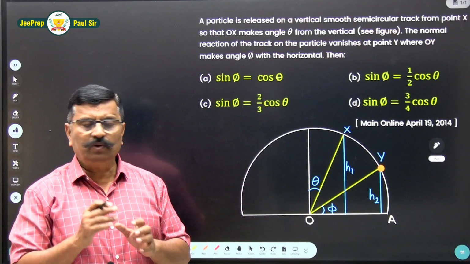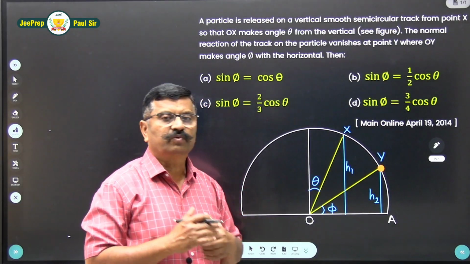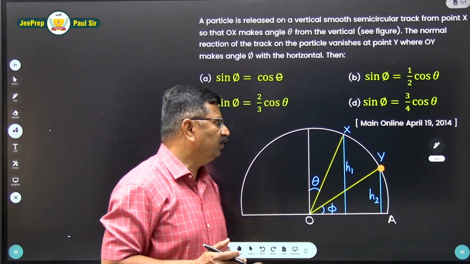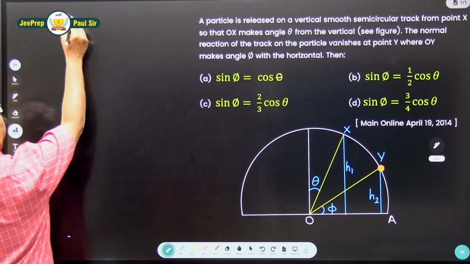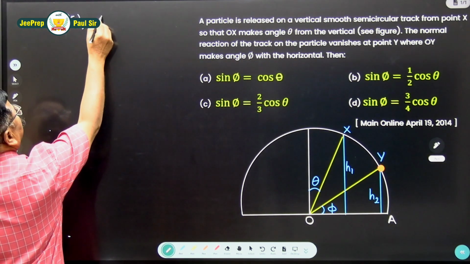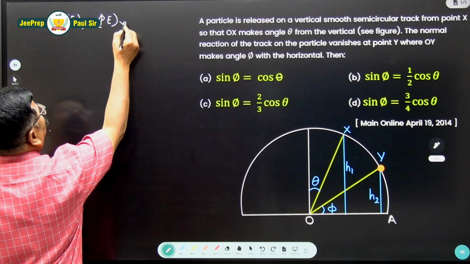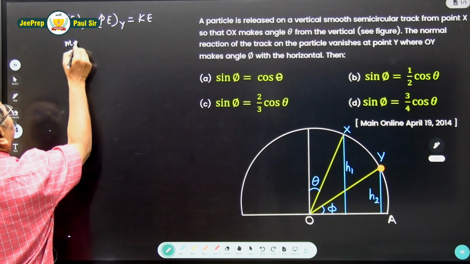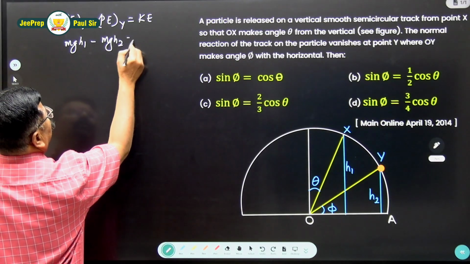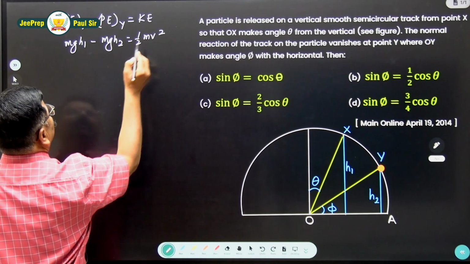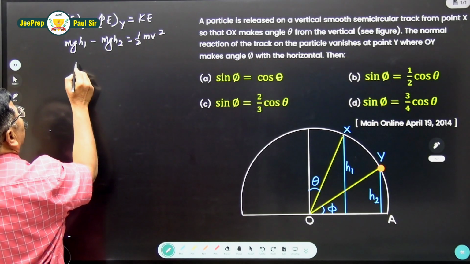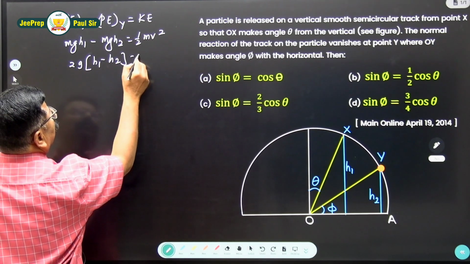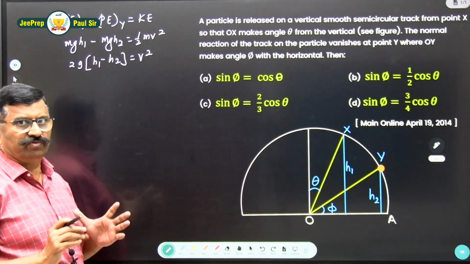As I told you earlier, we consider that the change in potential energy is equal to kinetic energy, because the particle is released from point X and reaches point Y. Therefore, potential energy at point X minus potential energy at point Y is equal to kinetic energy. So this will be mgh1 minus mgh2 is equal to half mv square. Now m will cancel, and you will get 2g into h1 minus h2 is equal to v square. Now we have to find h1 and h2.